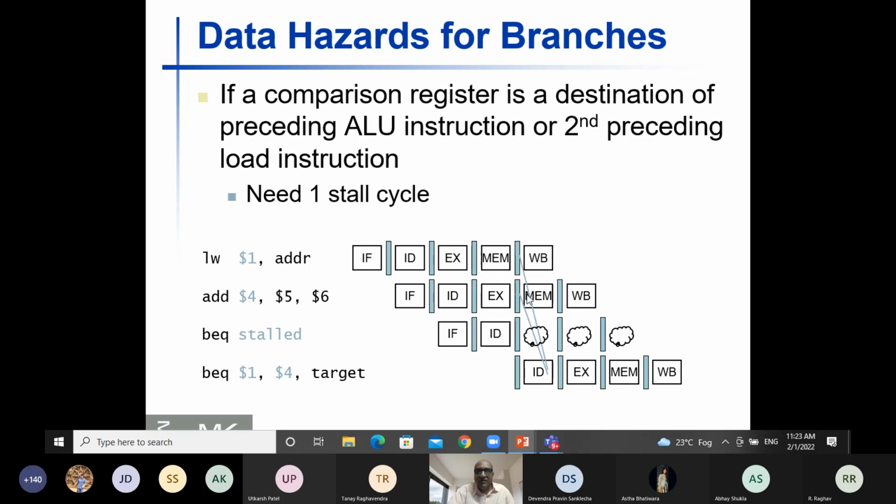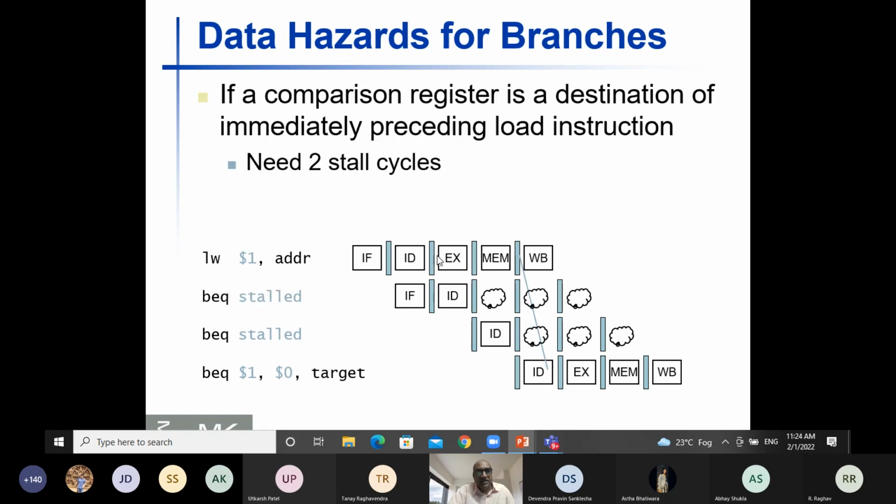The values 1 and 4 are available only at the end of the execution stage of this instruction and at the end of the memory stage of this instruction. So therefore you need to stall, because at this point in time the desired operand values are not yet generated by the previous instructions. So you cannot operate the branch instruction. So you have to stall, right?